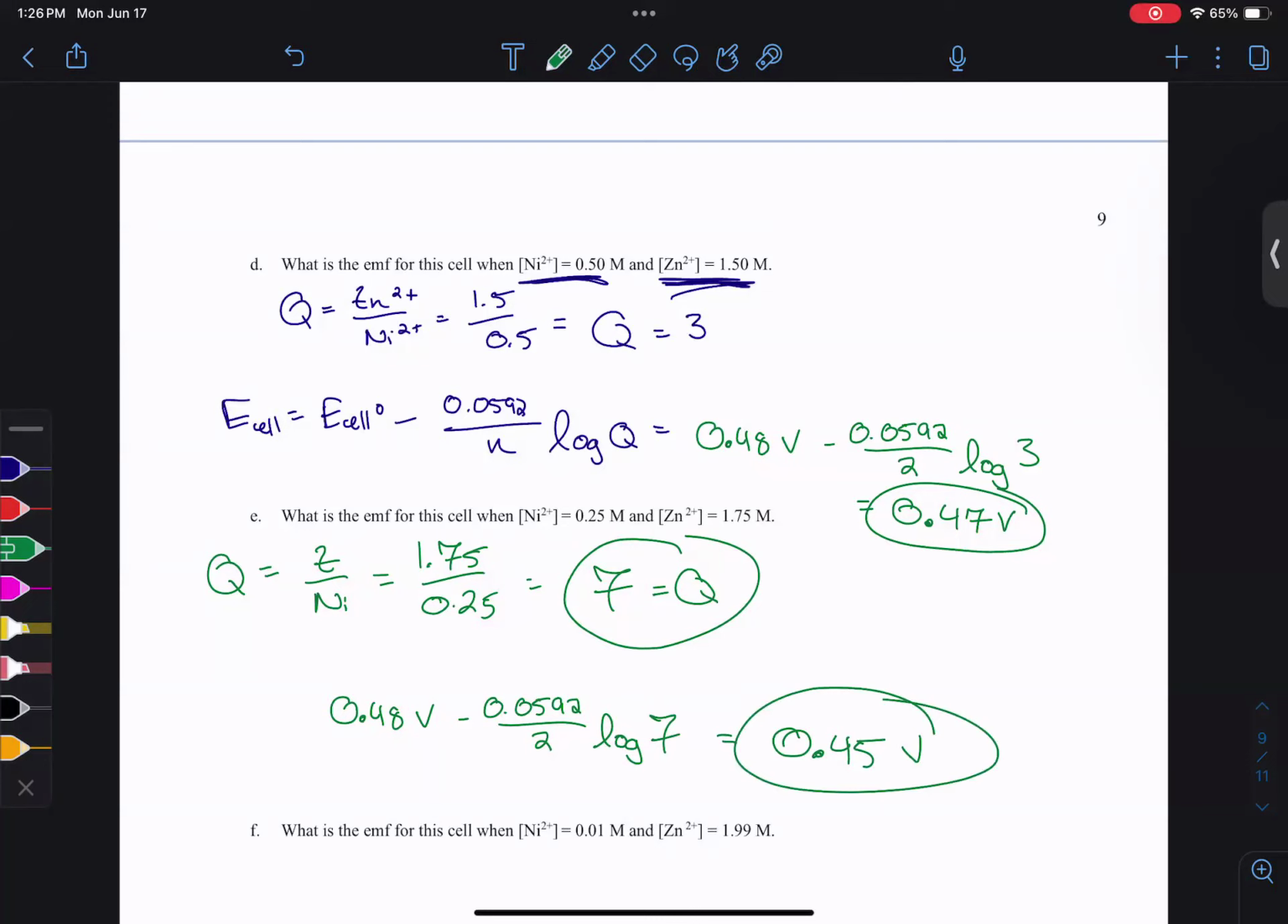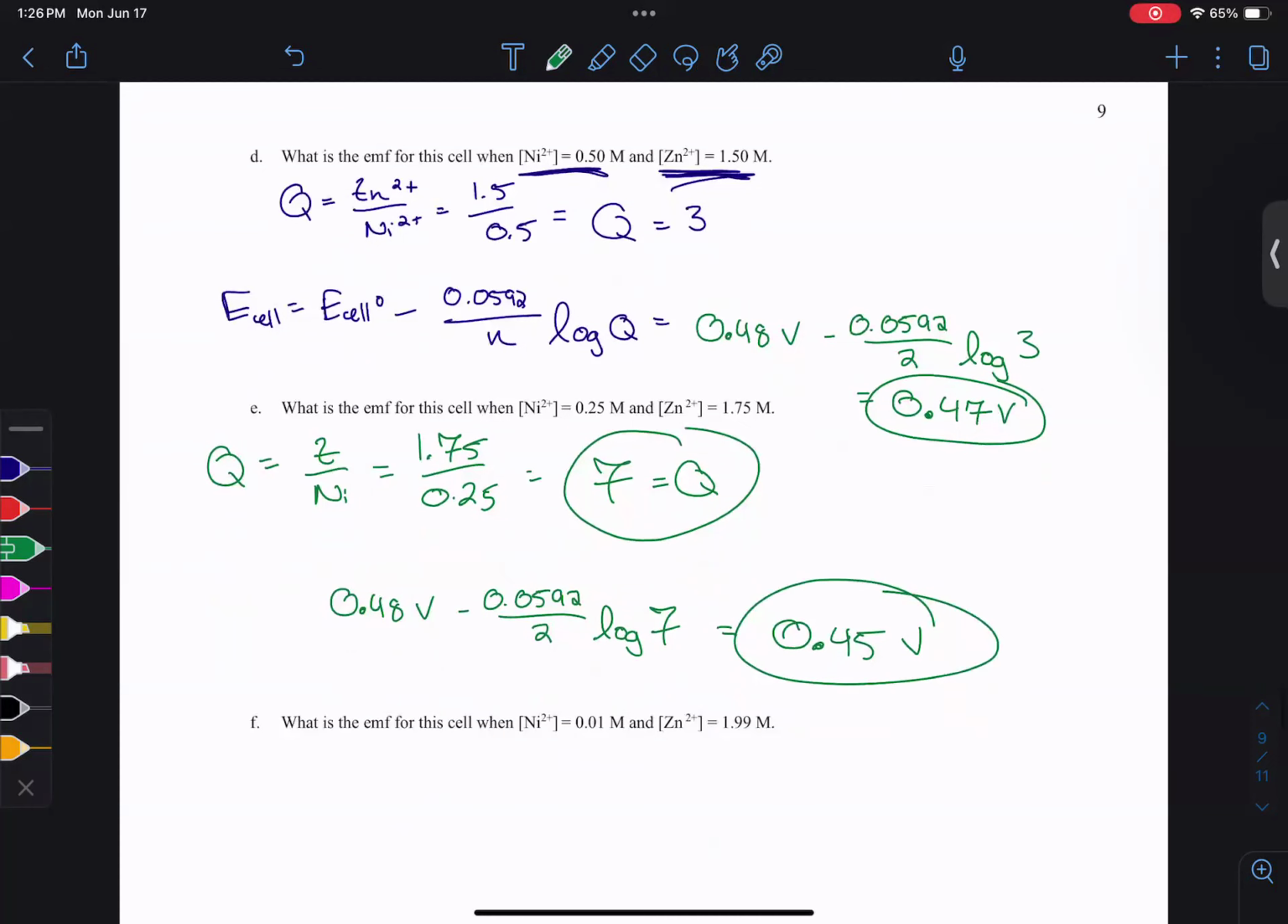All right, so let's go even more in the future. We've run this battery for so long that now the nickel is barely there and there's a butt ton of zinc. So Q is still zinc over nickel. So it's 1.99 over 0.01. If you do that in your calculator, Q is equal to 199.